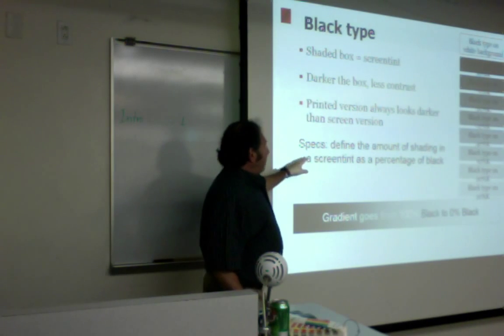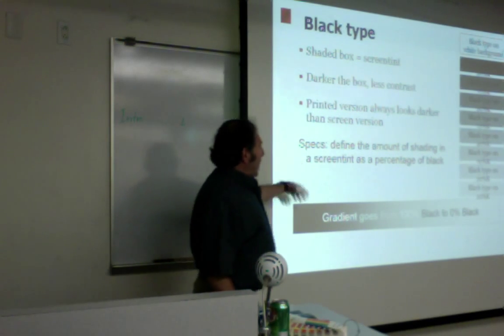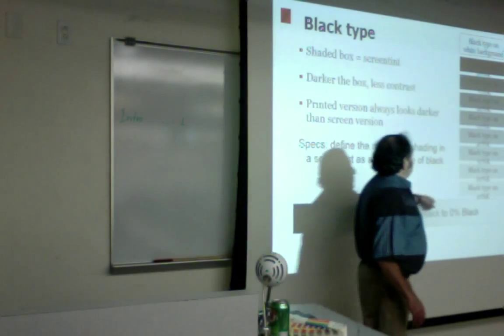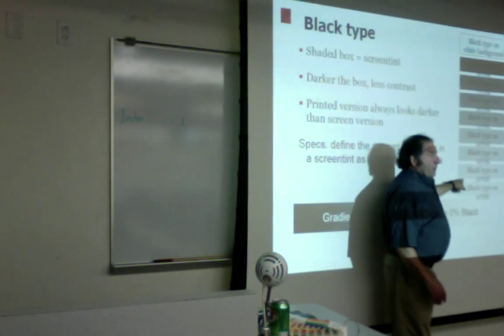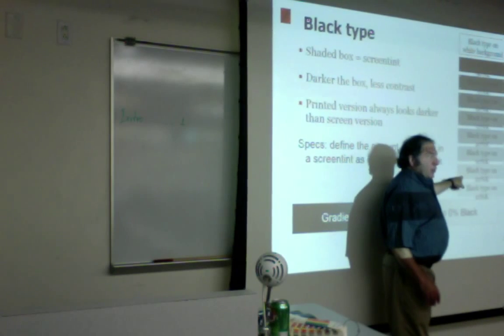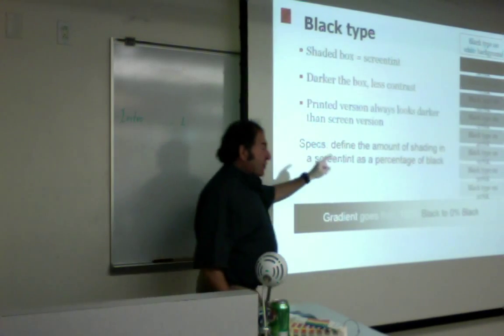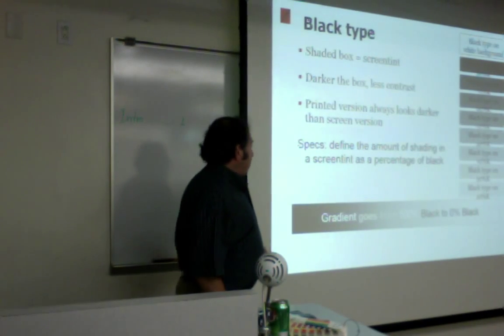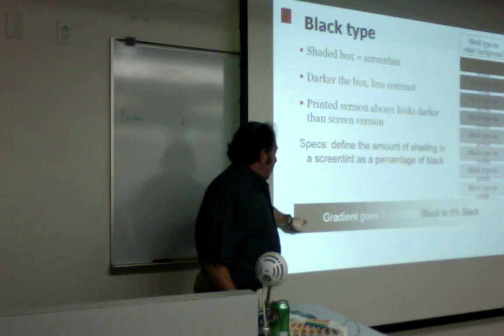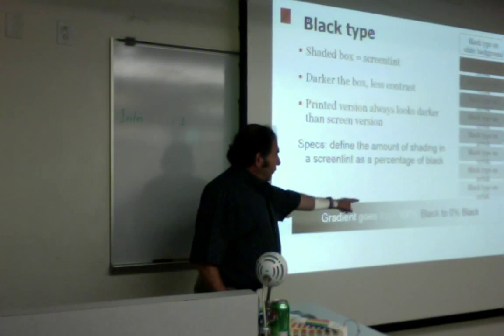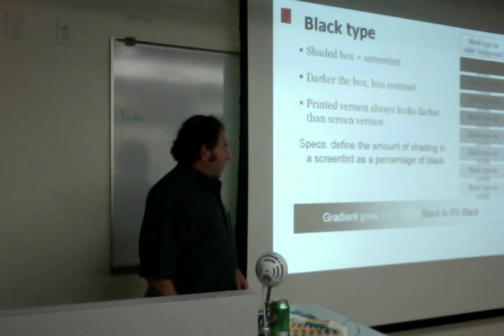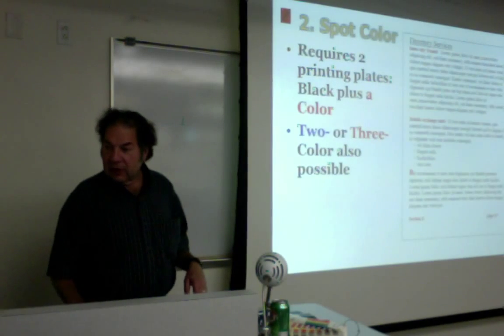You spec out the amount of shading in the screen tint. Again, it's as a percentage of black. So this is not a gray box. This is a shaded box, 20% black. And that's how you spec it out. So if you tell the printer, I want to put this in a shaded box, that's how you give it to them. A gradient usually goes from 100% to 0. This is a black gradient. Spot color.